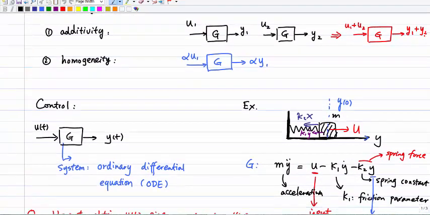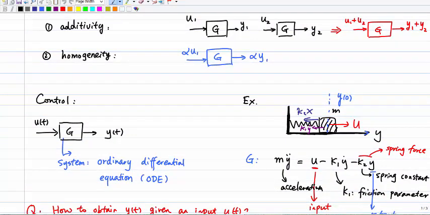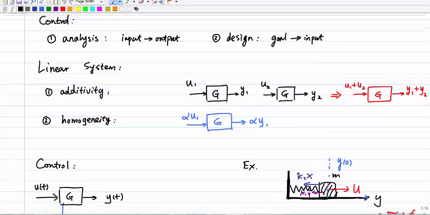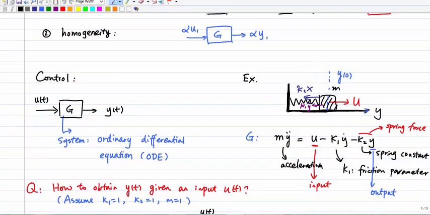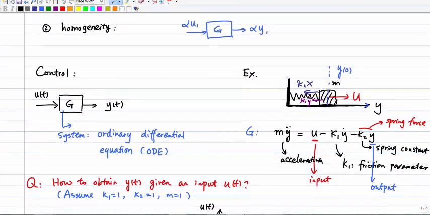As I mentioned before, control analysis talks about how, if I give you a system G and an input, the goal is to compute the output. Typically the system is represented by an ordinary differential equation, especially for a linear system. So the main problem is how to obtain an output y given an input u of t. I'll give a very simple example of this problem and how we solve it.